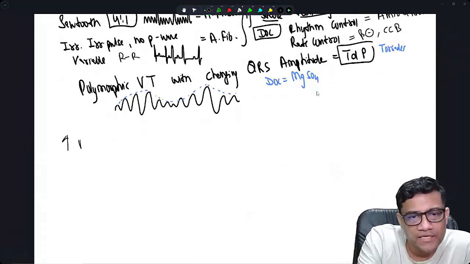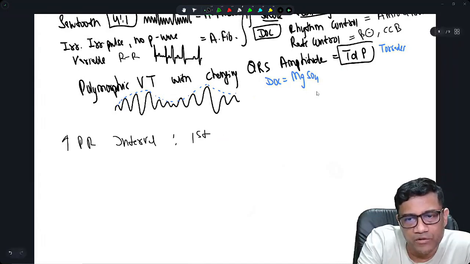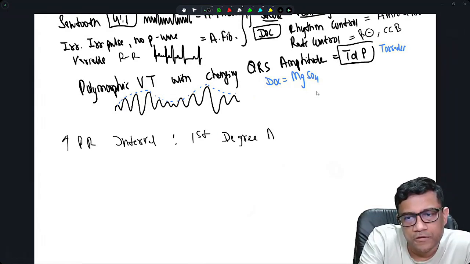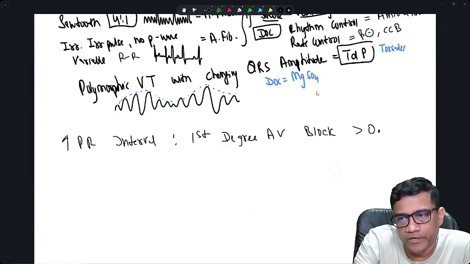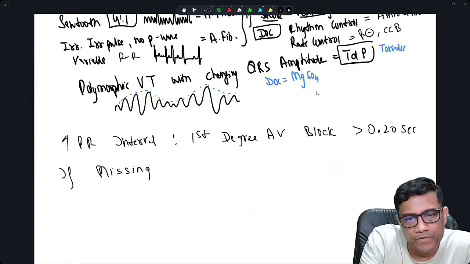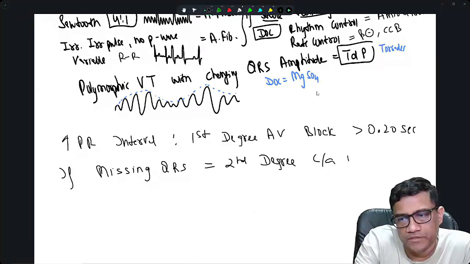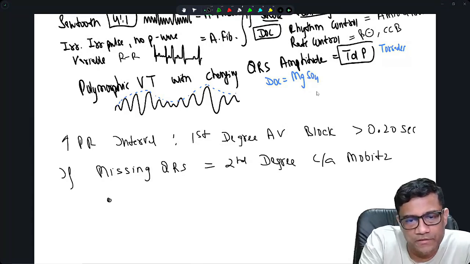Now remember, increased PR interval is first degree AV block. How much increase? More than 0.20 seconds. Then if there are missing beats, it is second degree, called Mobitz. There are two types of Mobitz.